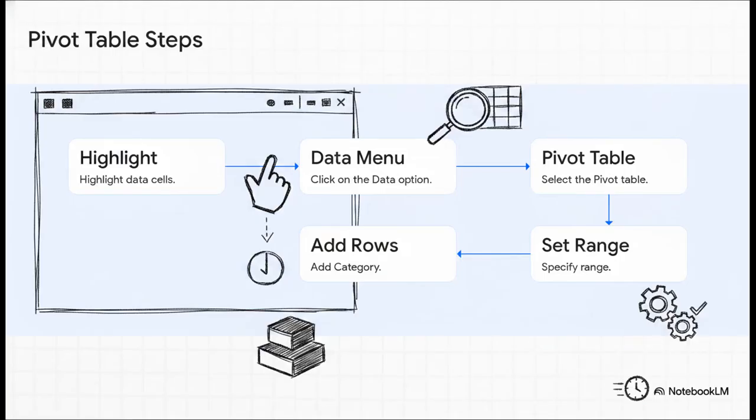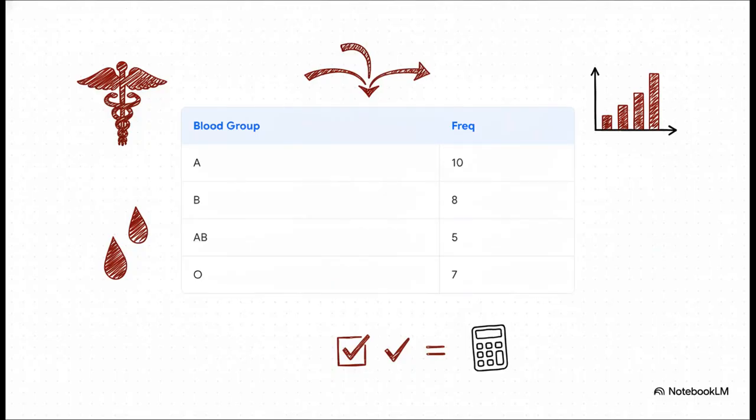In Google Sheets, this entire tallying process is automated using a pivot table. Think of this as a super smooth input to process to output flow. Just follow along. First, highlight your data cells. Next, ऊपर data menu पर click करें and select pivot table. Finally, simply add your category to rows and add it again to values. Done in seconds. Let's look at a real-world hospital dataset tracking blood groups.